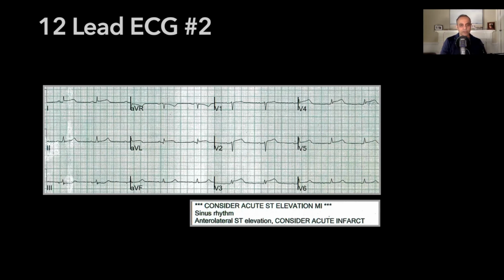And now the computer has changed its tune. It's calling this sinus rhythm with anterolateral ST elevations and asking you to consider an acute MI. And in fact, when you look at this, I see straightening of V2. The ST segments are very, very straight in all these anterior and lateral precordial leads. And looking at AVL, there's more elevation here with depressions in the inferior leads, right? I don't like this one darn bit.